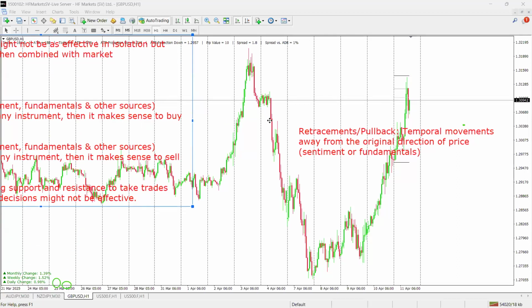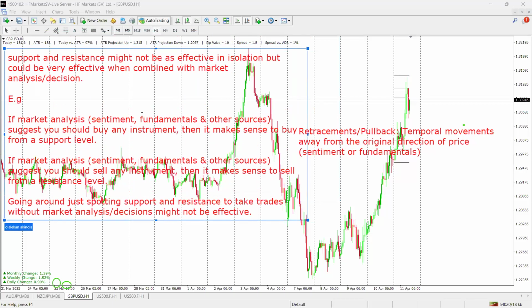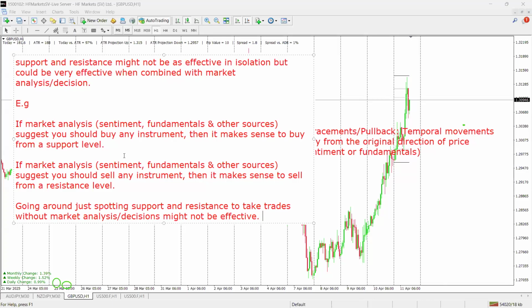which is why we said here that it is always better that support and resistance is effective when it is combined with market analysis. That's how we can trade retracement. The only way we can trade retracement is if we already know that, okay, this is a buying market. This is a market controlled by buyers. So we know that there's opportunity for us to buy. We can start looking for retracements before we start buying again.